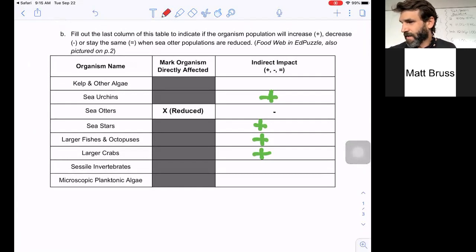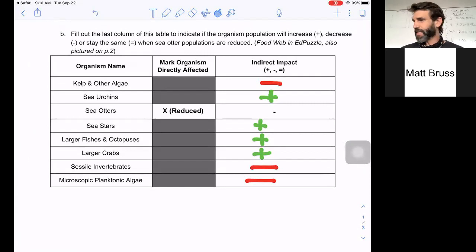So kelp is going to go down. I'm going to put a negative sign there. Invertebrates are going to go down, and plankton are going to go down. Okay, so that's what we're doing today. It's just our first introduction.